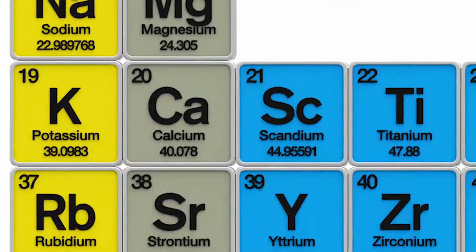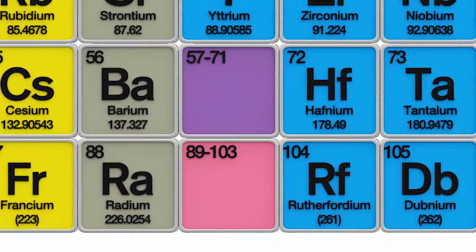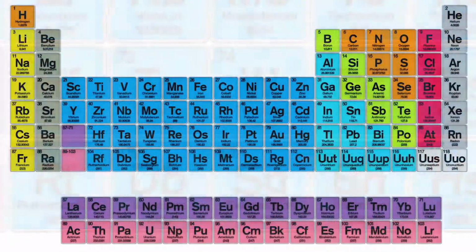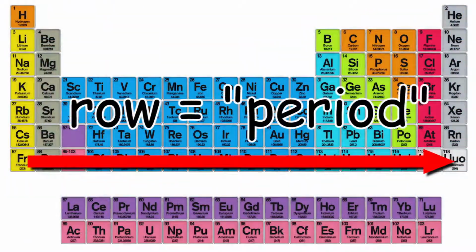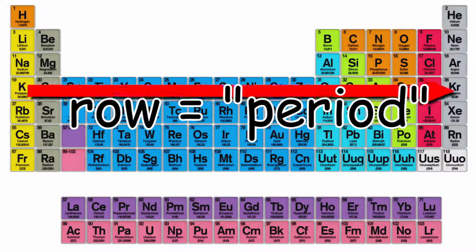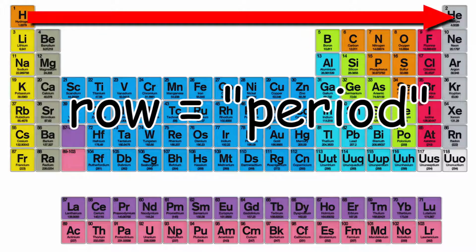As you read across the rows, you might see that some squares are missing. That's okay. Keep reading from left to right. Each of these different rows is called a period. Each of the 7 rows of the periodic table corresponds to the different energy level of the electrons found in the elements in the row.